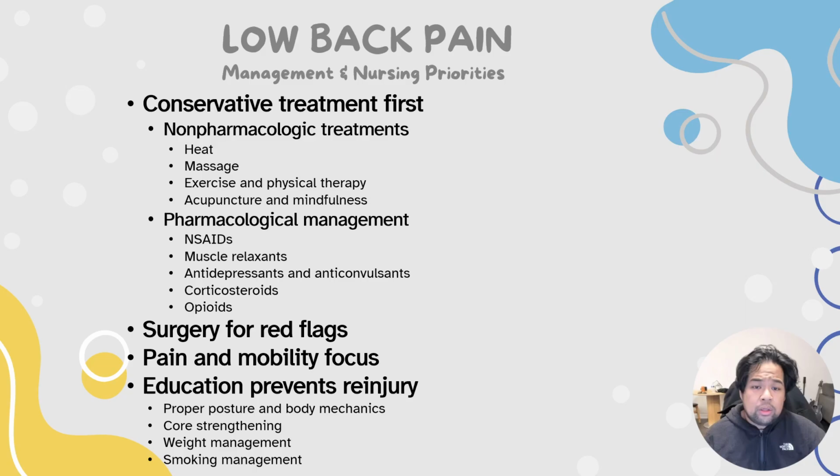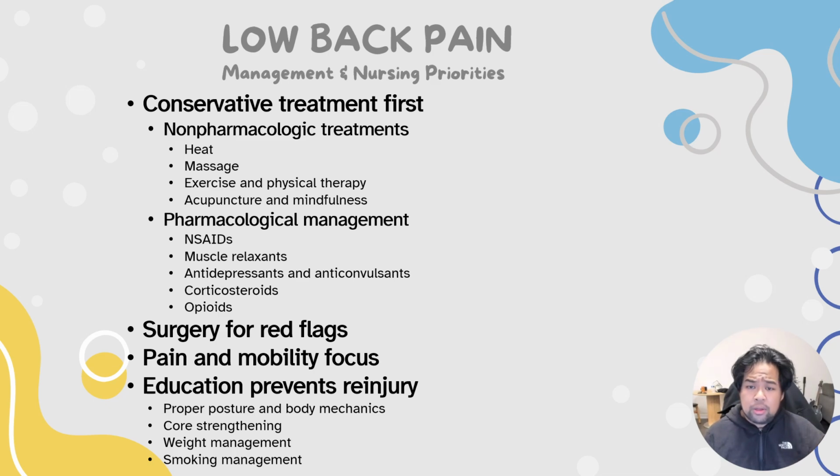For surgery, there are a lot of different things that can be an indication. If all our treatments are not working, they might consider surgery. If they are affected in their daily living, if they can't walk or they can't stand, or if they start having bowel or bladder dysfunction, that's a big red flag, so that might indicate surgery. We want to make sure that they're able to have mobility and their pain is under control. As far as nursing priorities, we want to make sure that we're doing a really good assessment on their pain.